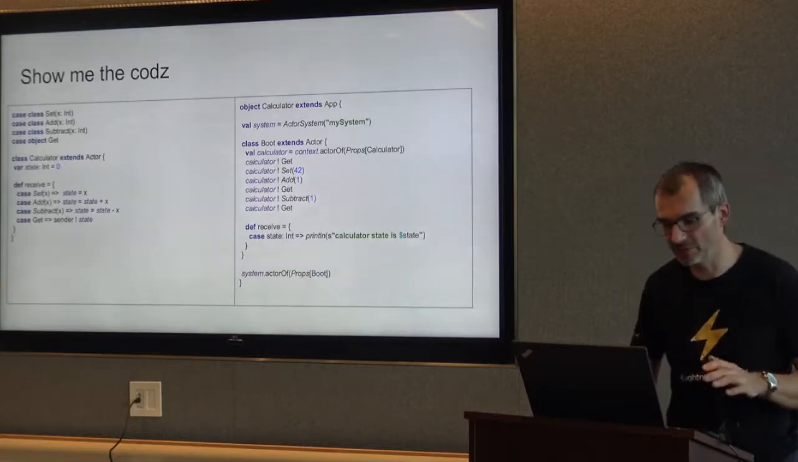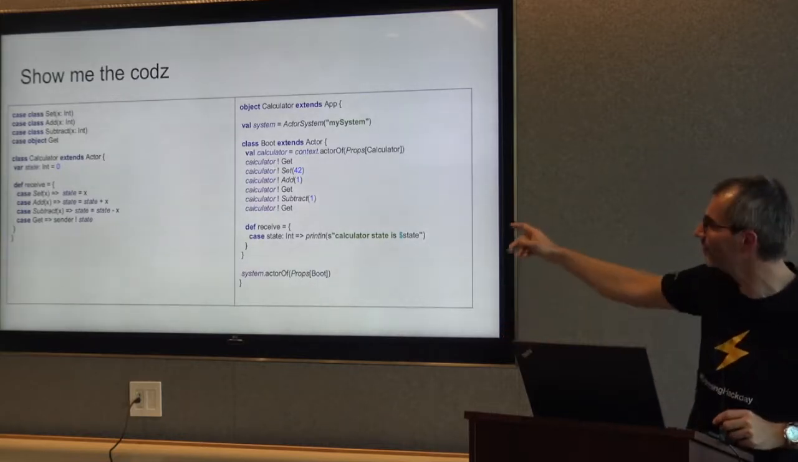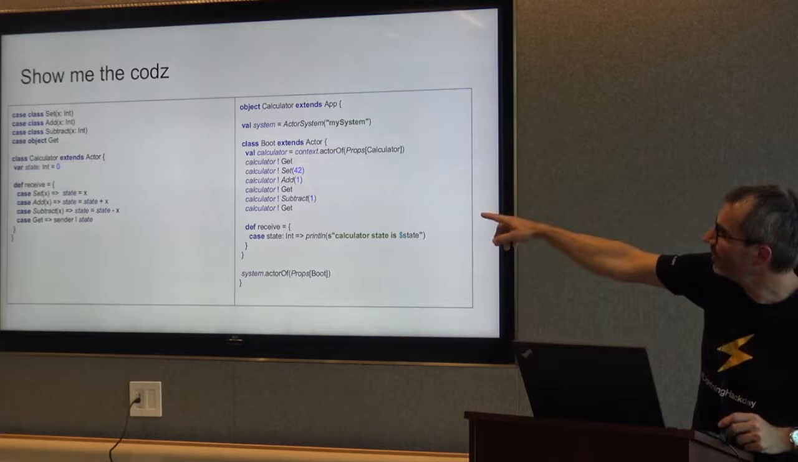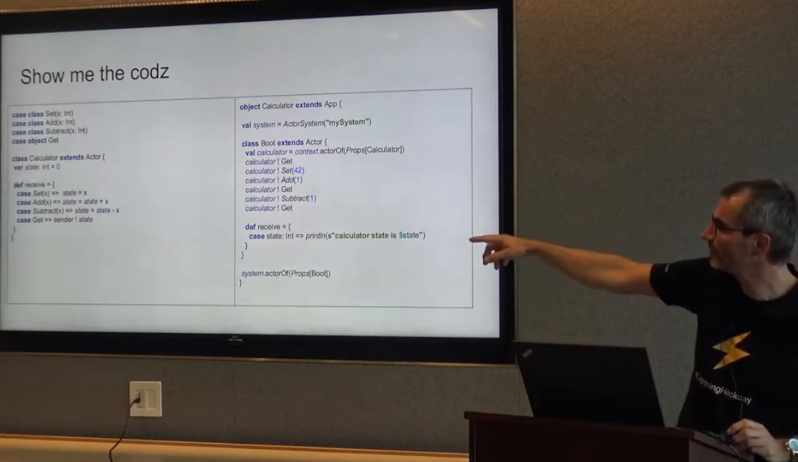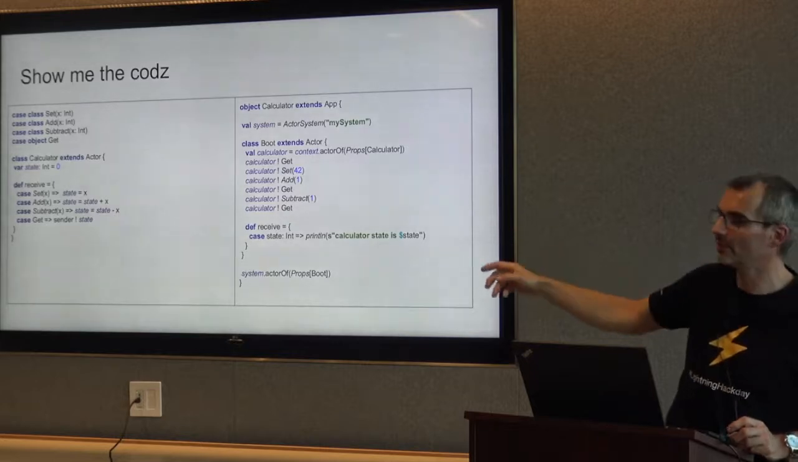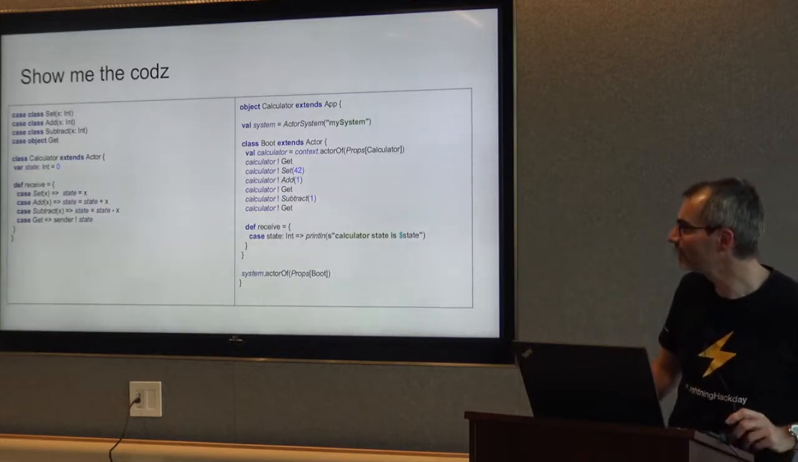So if you've never seen what it looks like, this is a very basic actor that receives messages to set, add, or subtract values from its state.